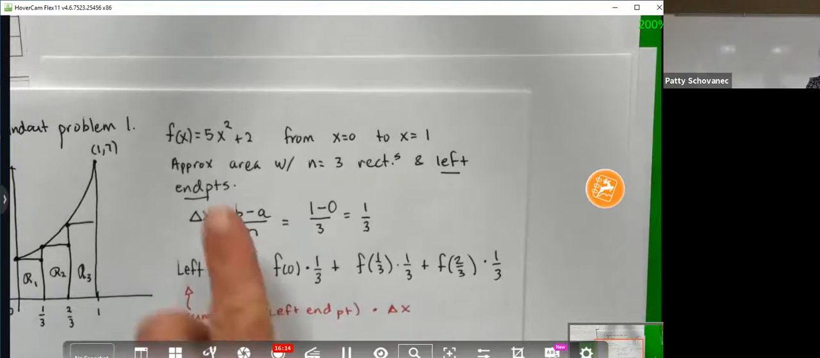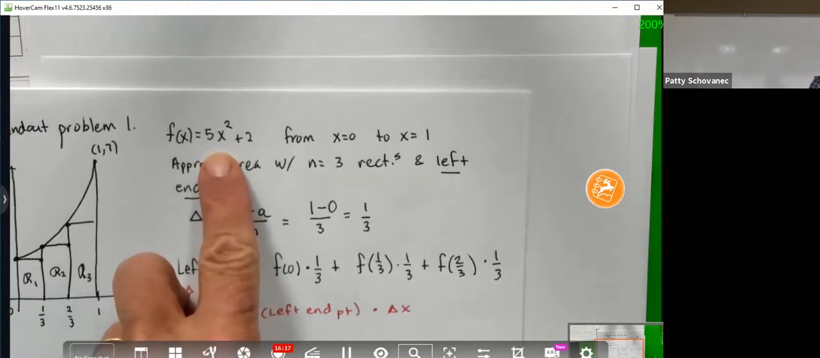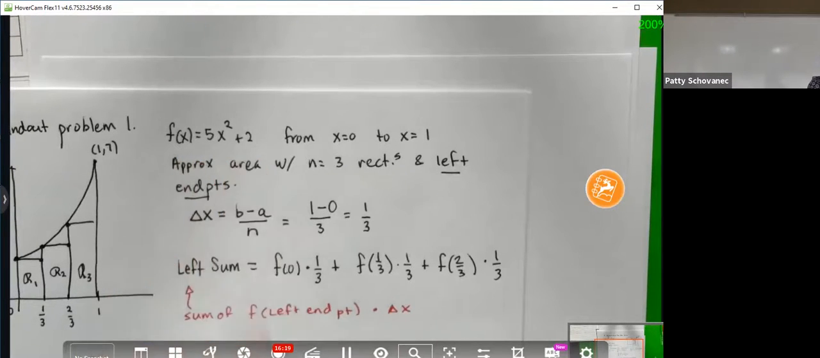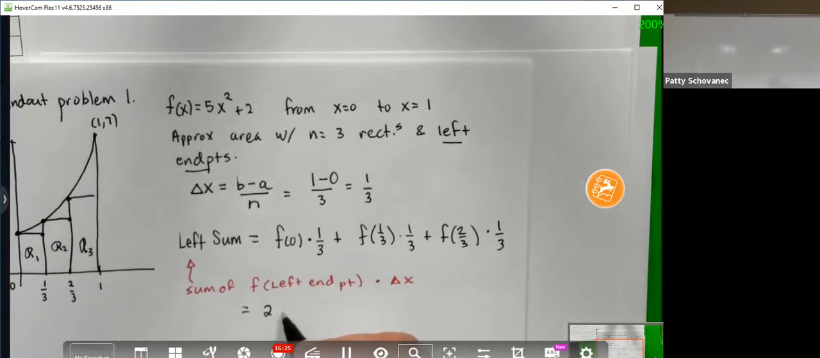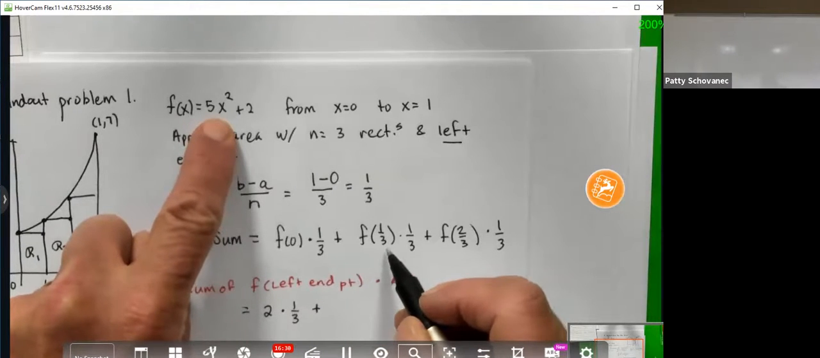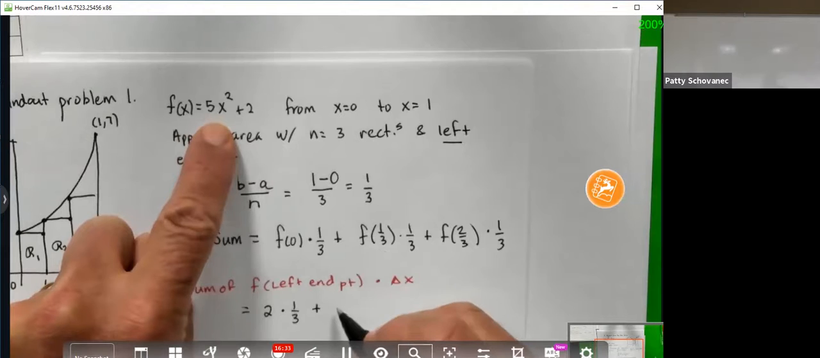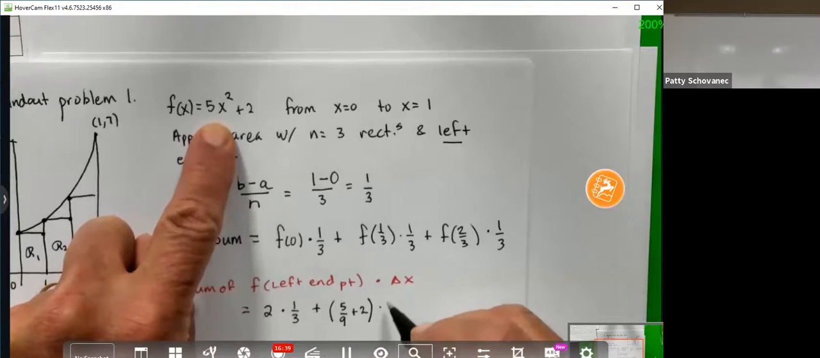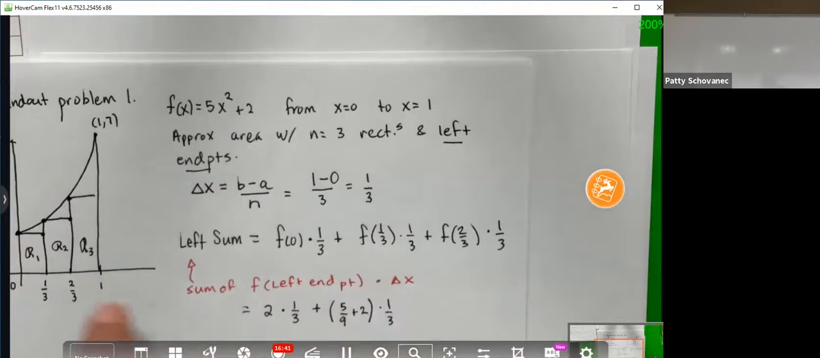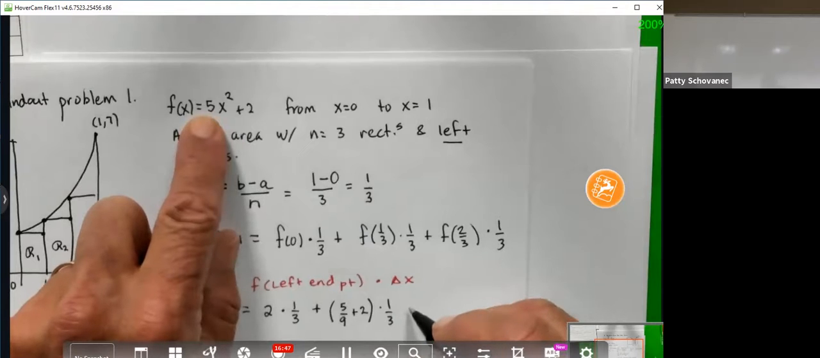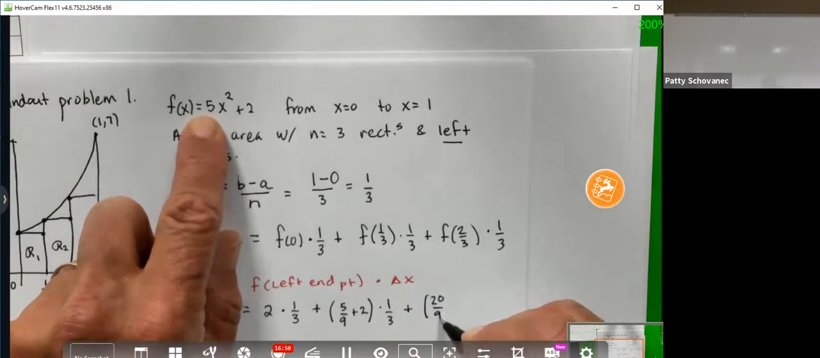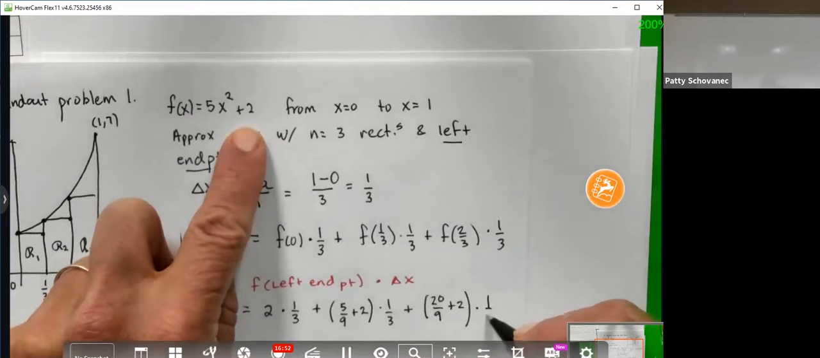Now we've got to go get them. We find the values of f at those 3 points by plugging things into here. I already have f of 0 is 2. So my left sum is going to look like 2 times 1/3. F of 1/3: 1/3 squared is 1/9, so I get 5/9 plus 2. Let me just write it like that for now. Times 1/3. And then for the next one, I put a 2/3 in here. 2/3 squared is 4/9, times 5 is going to be 20/9, plus 2, times 1/3.